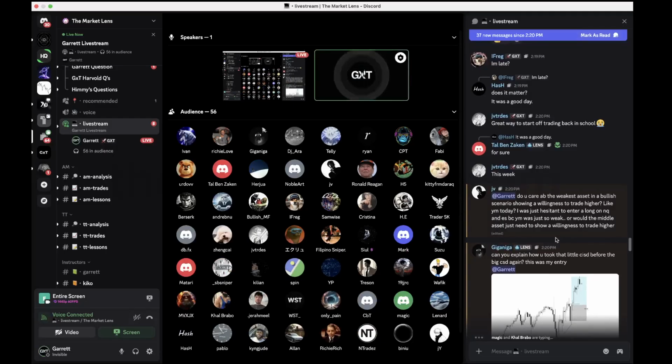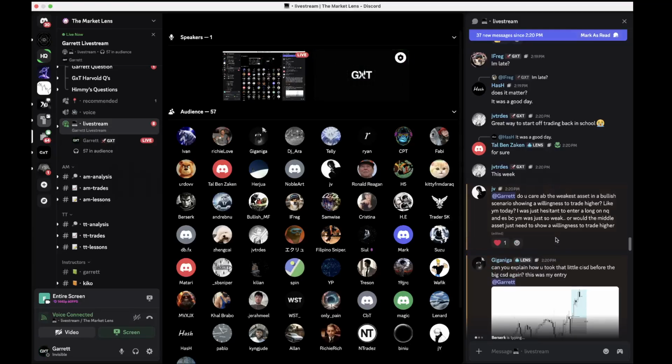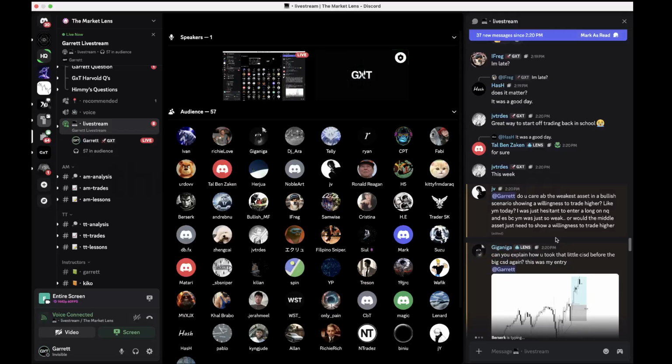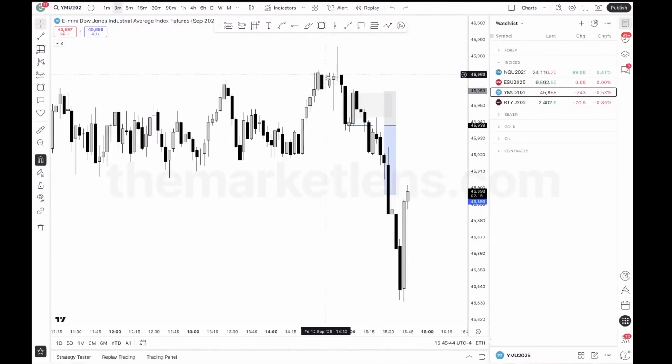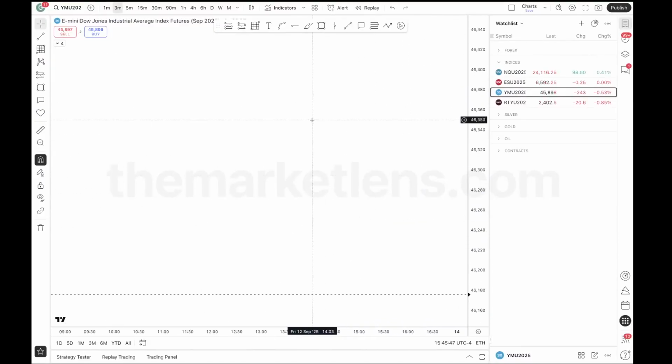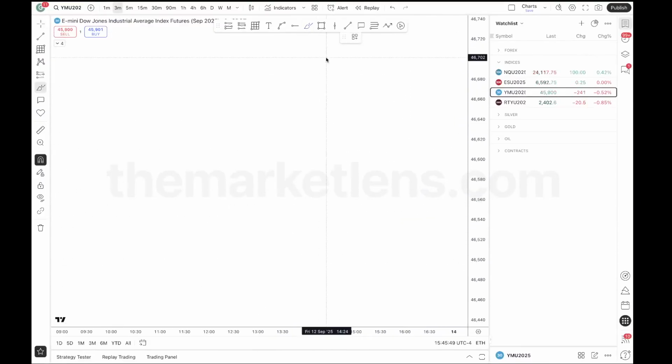Do you care about the weakest asset in a bullish market showing willingness to trade higher, like YM today? I was just hesitant to enter a long on NQ because YM was just so weak. So in a decoupled market like this, I basically just need YM to hit something relevant. And when YM hits that relevant low, you do not need to demand any sort of strength switching.